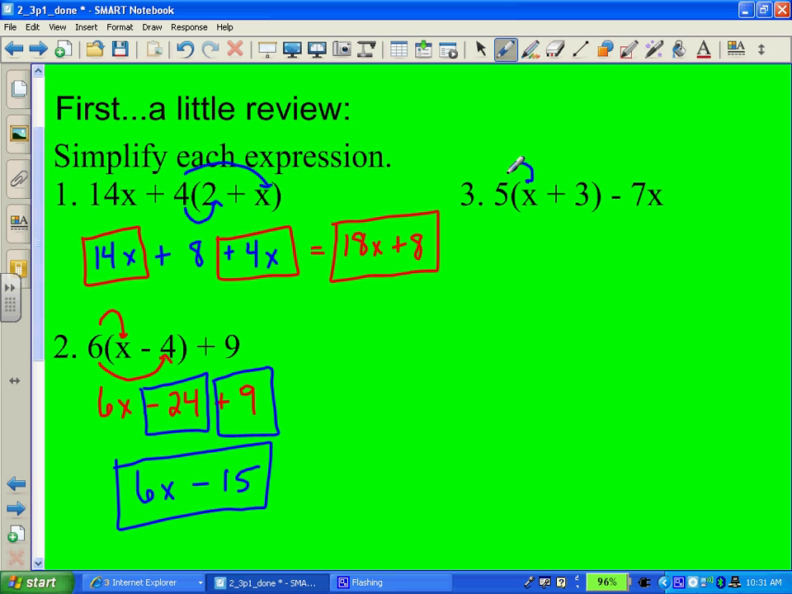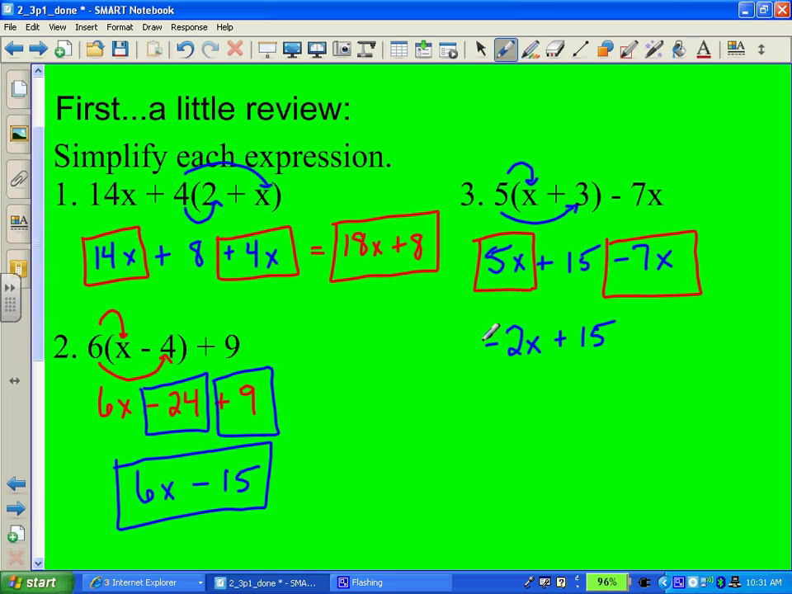Again, parentheses, got to distribute. 5 times x is 5x. 5 times 3 is 15. And then I still have this minus 7x. So again, like terms, I gotta look for them. I got 5x, I got minus 7x. Okay, so 5 plus negative 7, or 5 minus 7, is negative 2, plus 15. And again, I can't combine those anymore because they're not like terms.